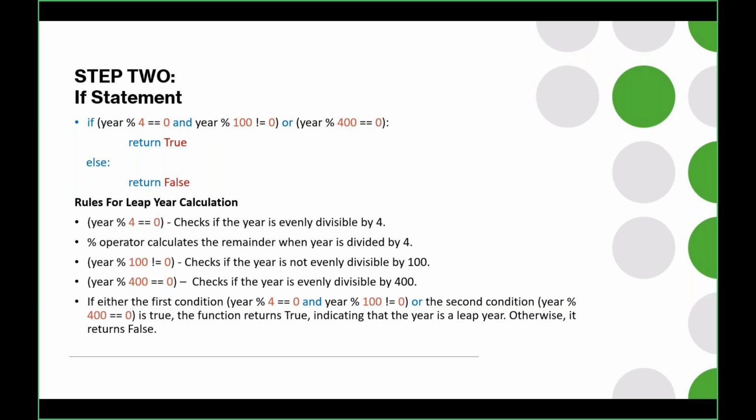So in a nutshell, if either the first condition, that is the one before the or, year % 4 == 0 and year % 100 != 0, or the second condition, which talks about the 400, is true, the function returns true, indicating that the year is a leap year. Otherwise, it returns false.